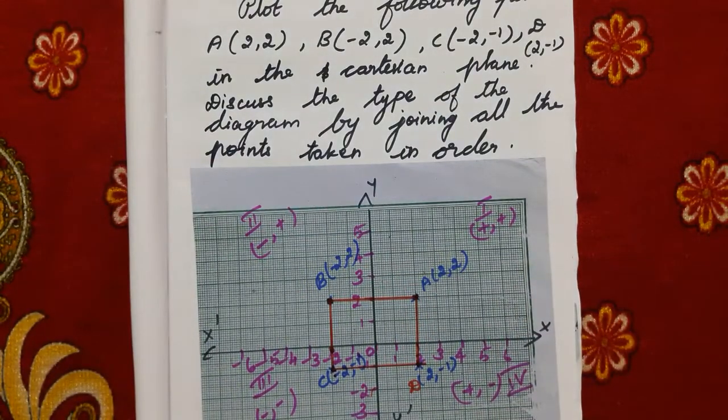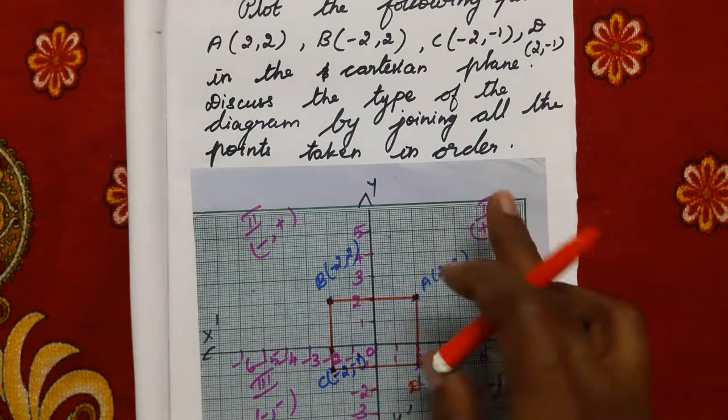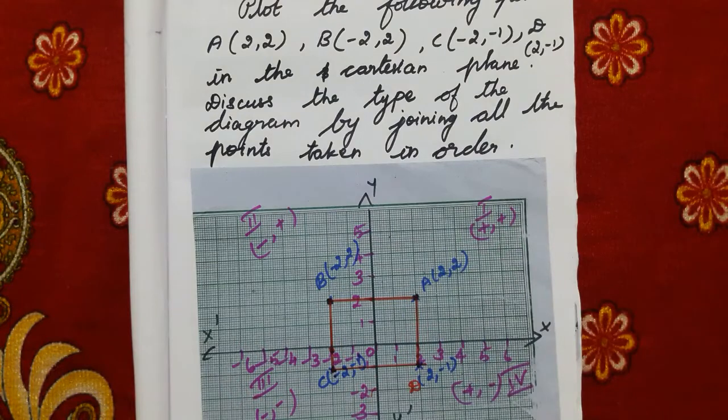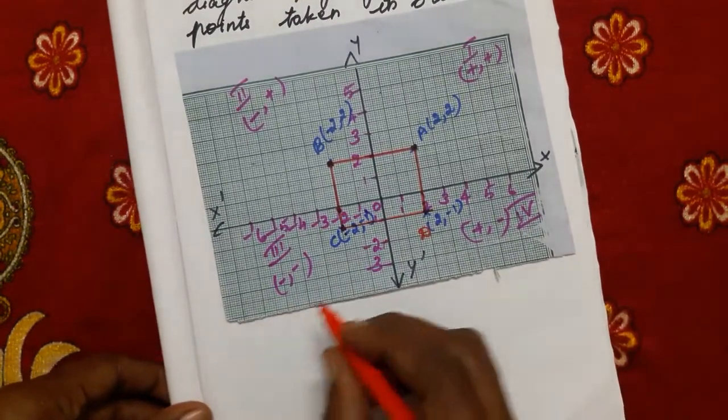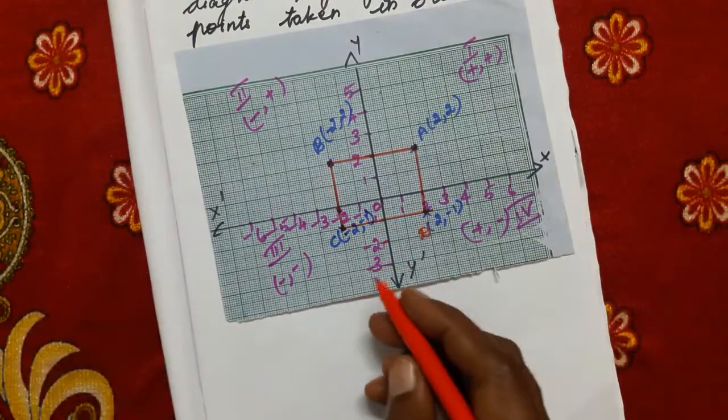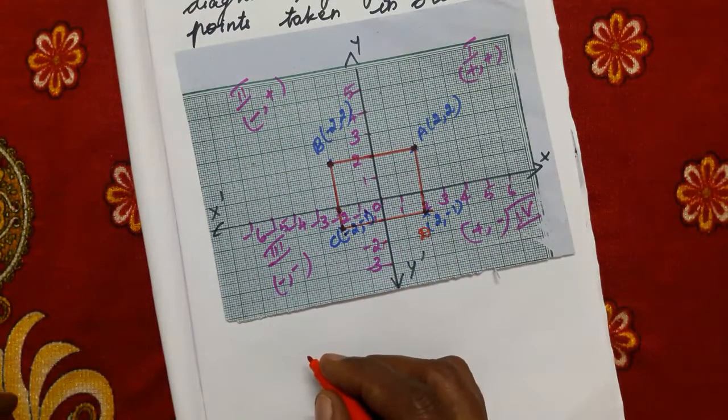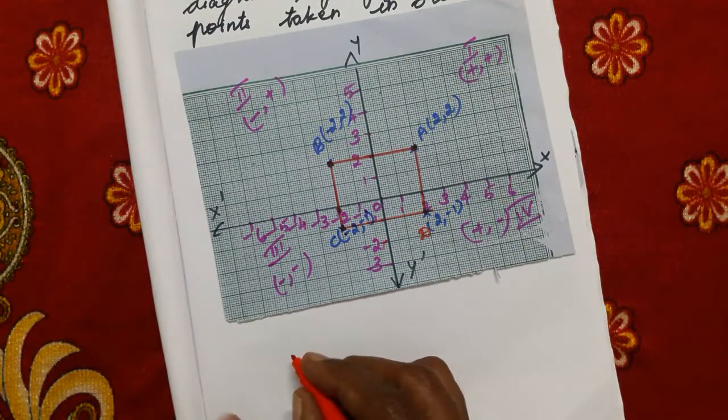Which shape is this? The question is the type of the diagram. What is the type of the diagram when we are joining? Okay. What shape is this? It is a rectangle. Therefore, ABCD is a rectangle. When we are joining ABCD, what are we getting? ABCD is a rectangle.